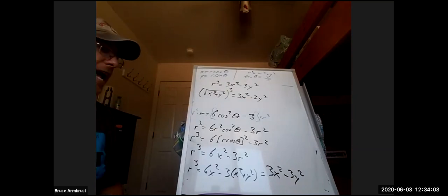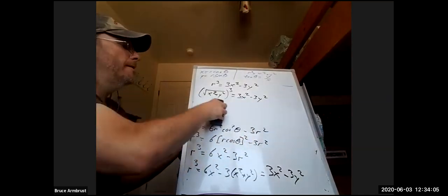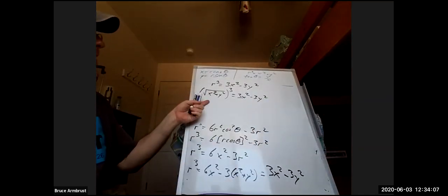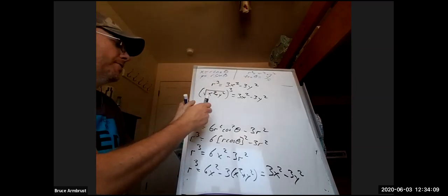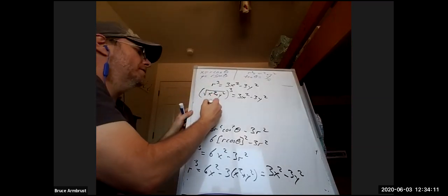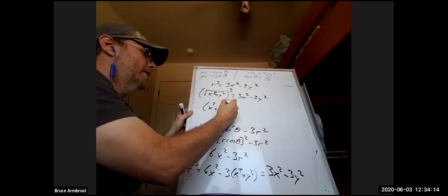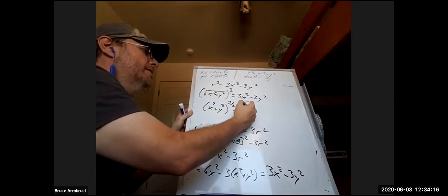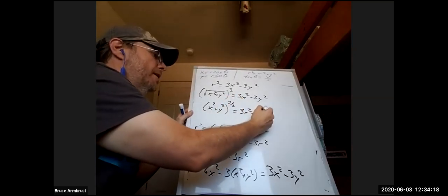And so Bella, you just threw in fractional exponents. Yeah, that's exactly what we would do here. The square root is a half power. And when you cube that, that gives you 3 halves. So this is the same as x squared plus y squared to the 3 halves equals 3x squared minus 3y squared.